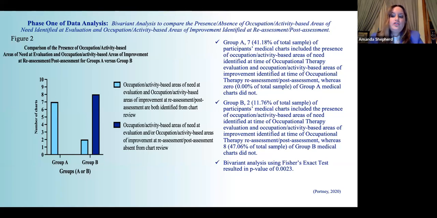In Group B, 2, or about 11.76% of the total sample of participants' medical charts, included the presence of occupation-based areas of need at their evaluation and occupation-based areas of improvement at reassessment/post-assessment. Whereas 8 of them, about 47.06% of the sample, did not have those occupation-based outcomes present throughout the OT process.